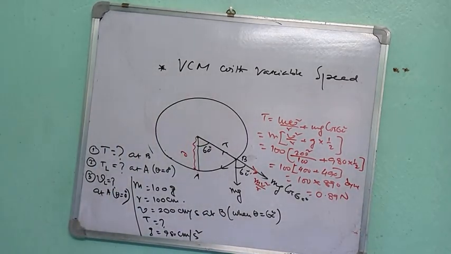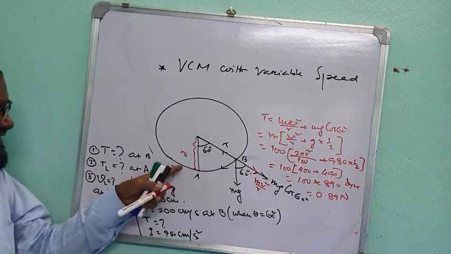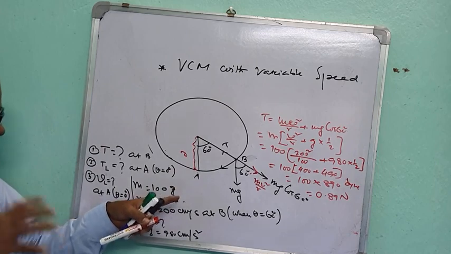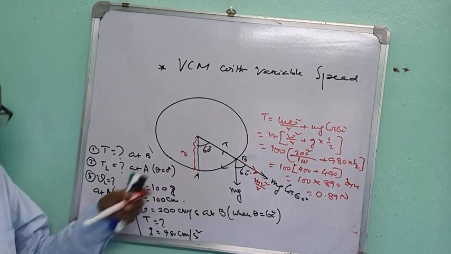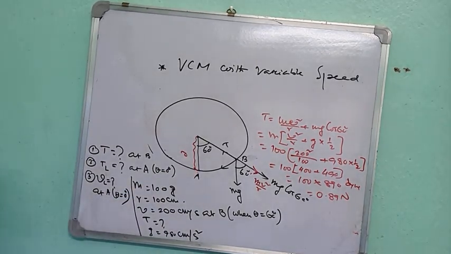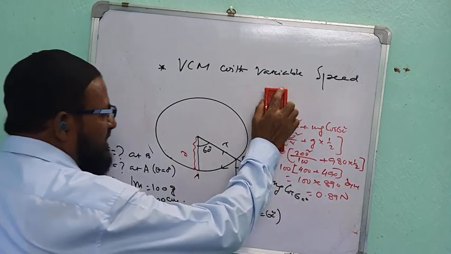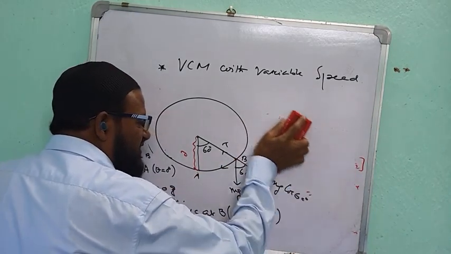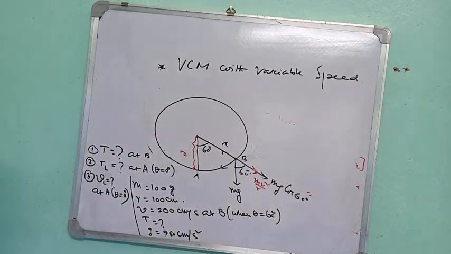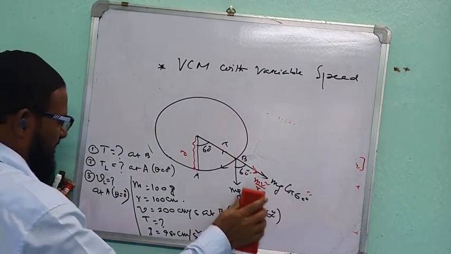This is the first question, in vertical circular motion with variable speed. Okay? Next, come here. What is the velocity at A? I am deleting this portion. This is very important. The figure is this. Now, when the body will come here?